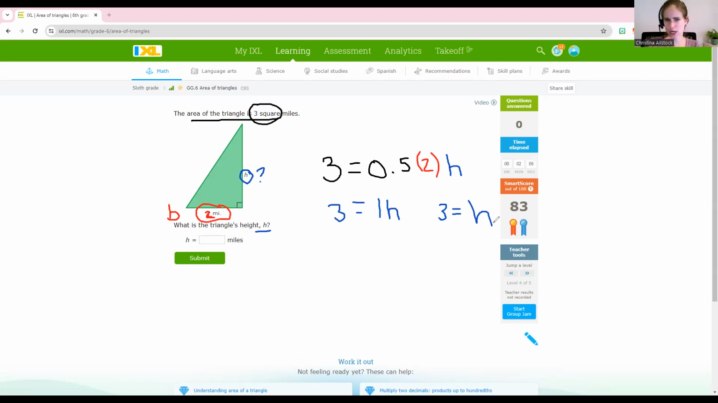But if you didn't recognize that, no worries. You could look at this and say, I've got to get rid of that 1, so I'm going to divide both sides by 1. 3 divided by 1 is 3. And we see that we have a height of 3 miles.